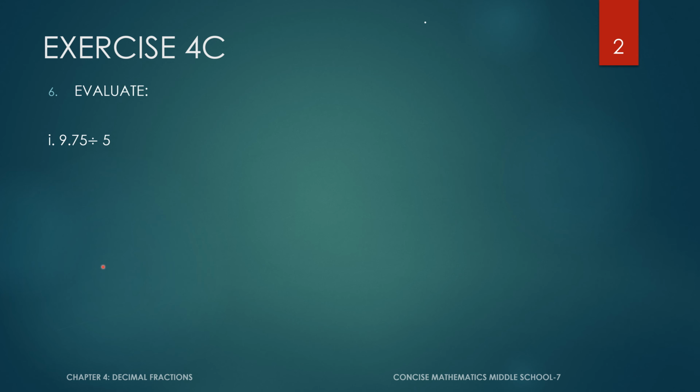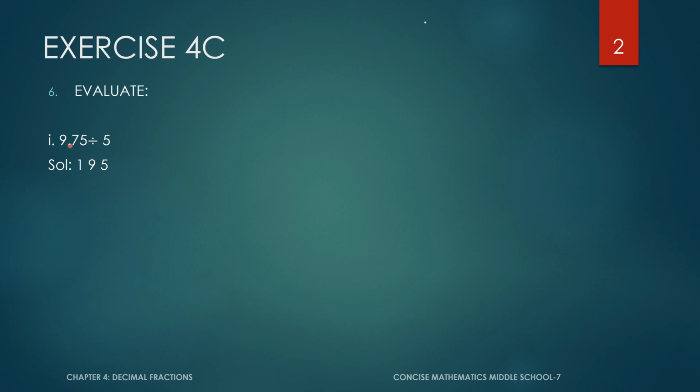Evaluate 9.75 divided by 5. Here they have given a decimal number and we are going to divide this decimal number by 5. Since you don't have a decimal point in the divisor, you can just neglect this decimal point and imagine it as 975 divided by 5. And when you divide it without this decimal point, this is what you get.